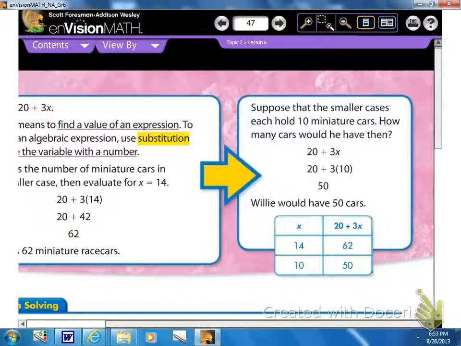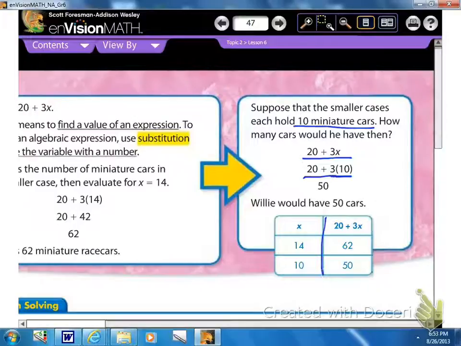So what if the smaller cases each held 10 miniature cars? Then how many cars would Willie have? Well, it's still the same algebraic expression to find the total cars, 20 plus 3 times x, and now we say, well, each of those 3 cases hold 10. Same thing, order of operations, I'm going to multiply 3 times 10 and get 30. Add it to 20, and Willie would have 50 cars.